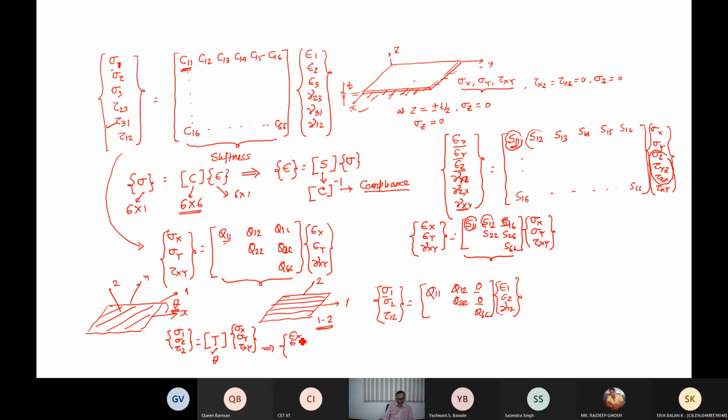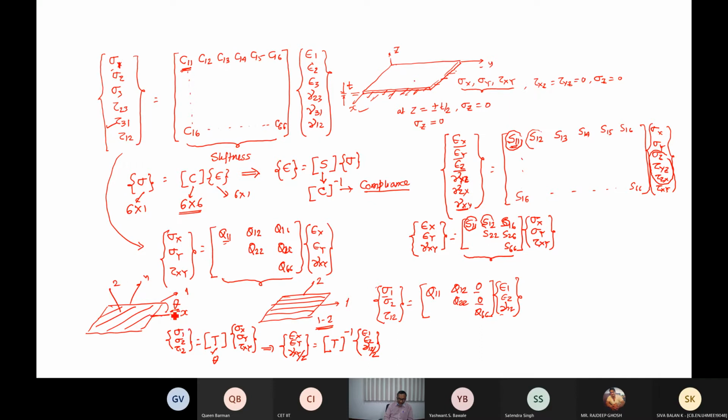Epsilon x, epsilon y, gamma xy. If we use the same transformation as stress, P inverse of epsilon 1, epsilon 2, gamma 1, 2, but then it should be divided by 2. Okay, so we have the relationship between the stress and strain in the material axis and the global axis. Now, what is our objective?